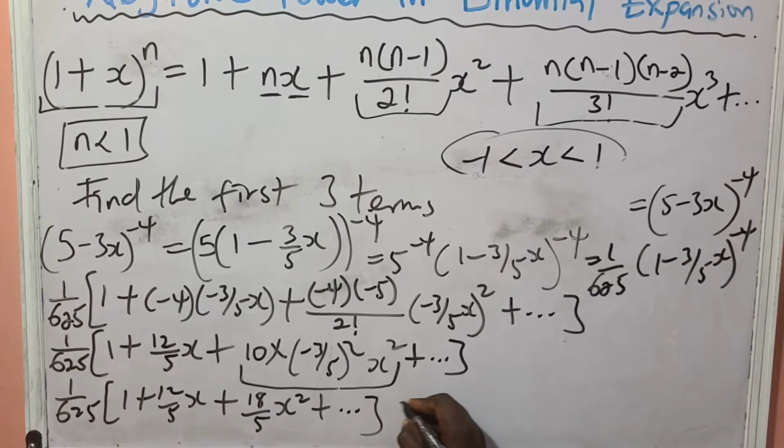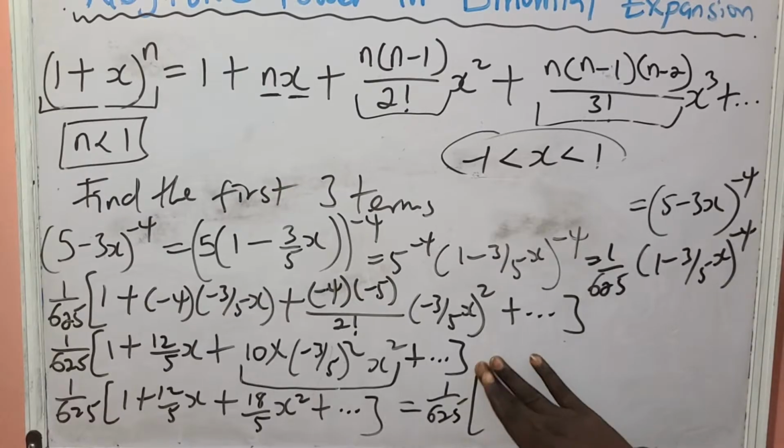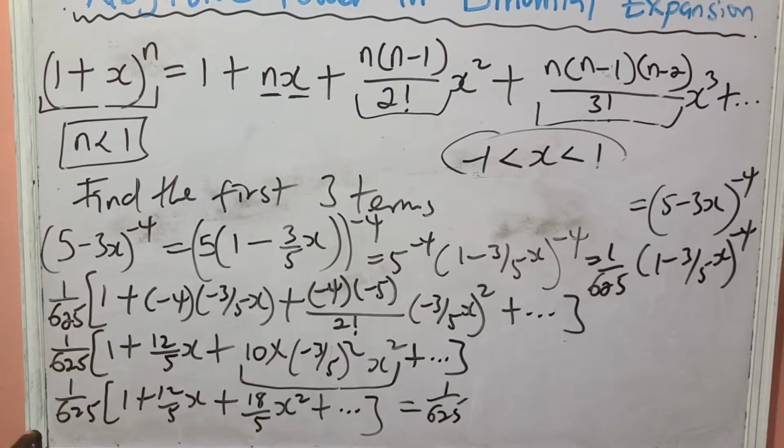So let me just put an equals to sign here. So I have this as 1 over 625. I open the bracket. Oh, okay, I don't have to do that, by the way. Let me start to open my bracket. That's the best thing to do here. So 1 over 125 times 1 will give me 1 over 625, not 125, 625.